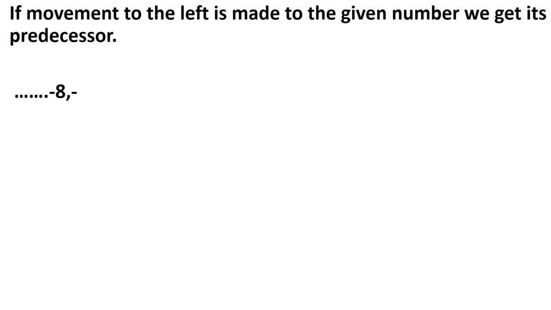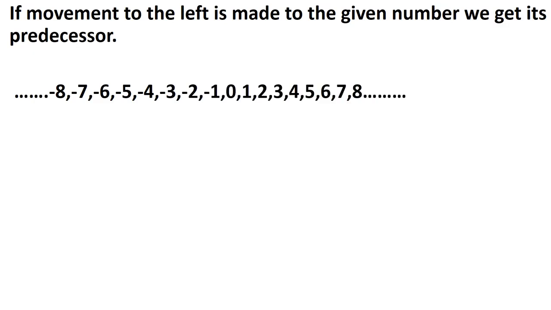If movement to the left is made to the given number, we will get its predecessor. In the previous example, we have seen that if we move to the right-hand side, we will get the successor, and if we move to the left, we will get the predecessor. The same sequence I have written again, minus 8 to 8, and it is not that we can write only up to minus 8 to 8. Now see an example of this also.